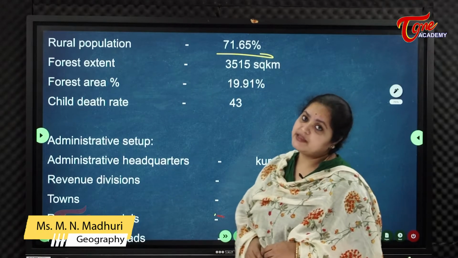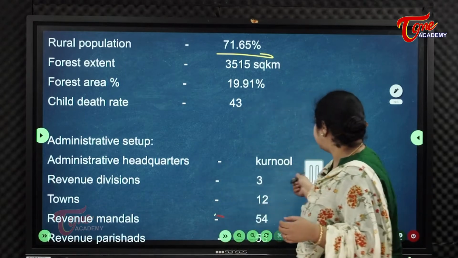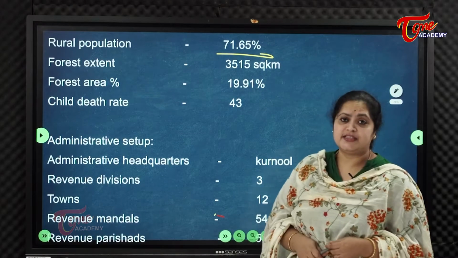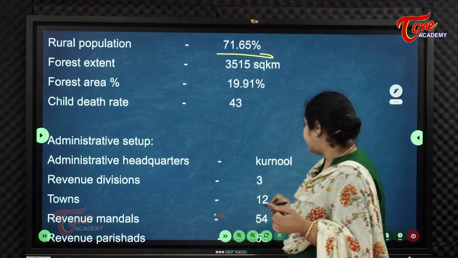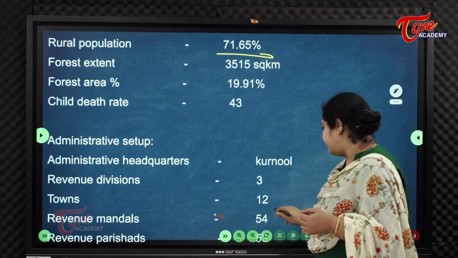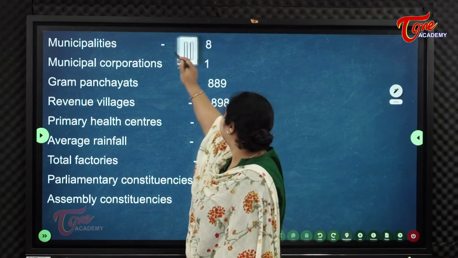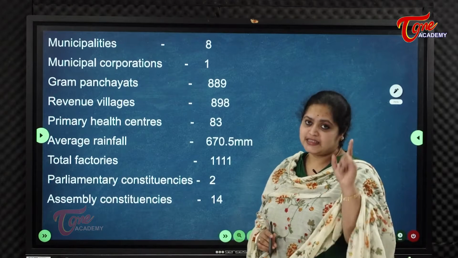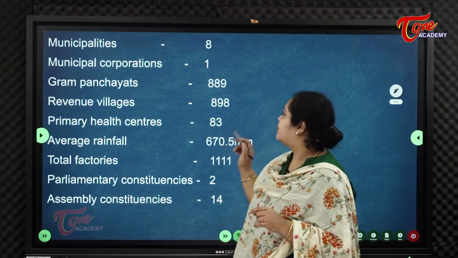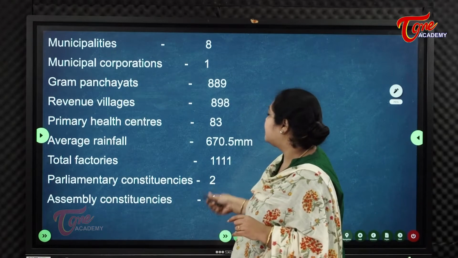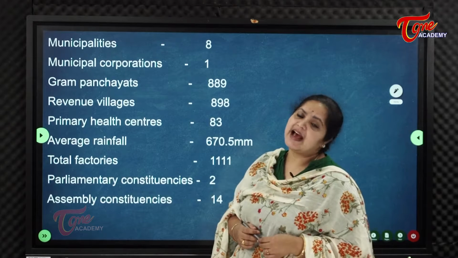Now coming to the administrative setup. Kurnool is the administrative headquarters of this district. There are 3 revenue divisions: Kurnool, Adoni and Nandyal. There are 12 towns, 54 revenue mandals, 53 mandal parishads, 8 municipalities, and only 1 municipal corporation, that is Kurnool City Municipal Corporation. Then Gram Panchayats 899, revenue villages 898, primary health centers 83, and the average rainfall is 670.5 mm.